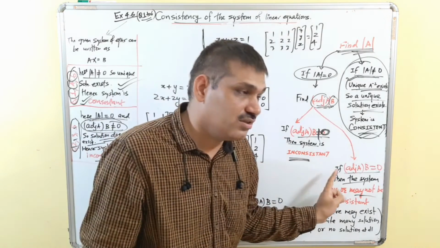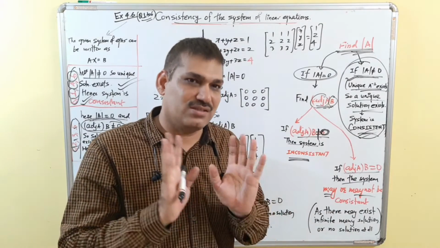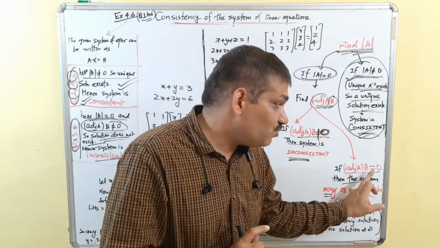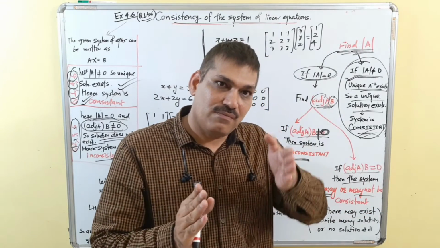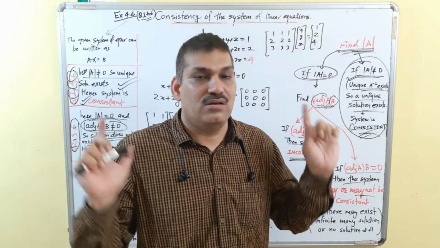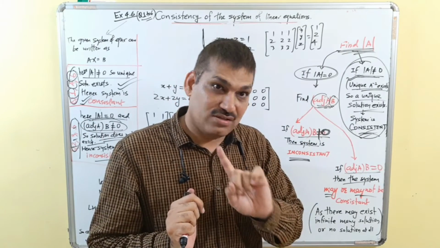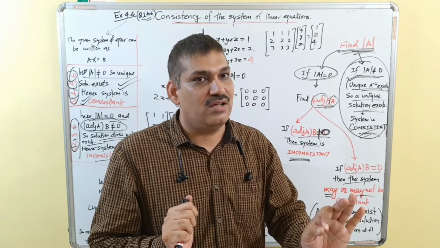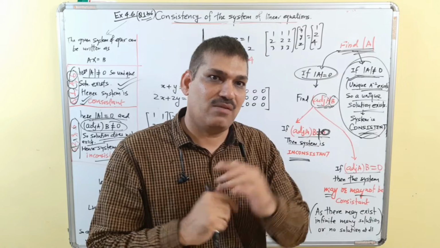But here is the most important point, which is not discussed in our textbook. Let's try to discuss it. If adjoint A into B is equal to 0, then the system may or may not be consistent. Mind it, it's not necessarily consistent. It may be consistent or may not be consistent. Let's take an example with the help of geometry.